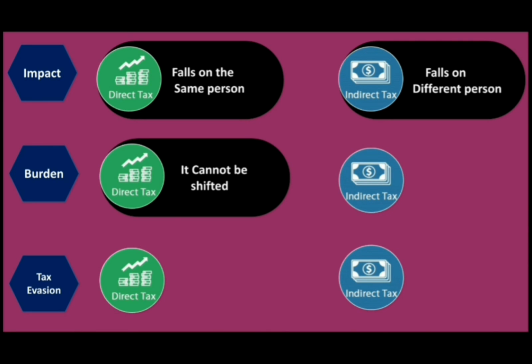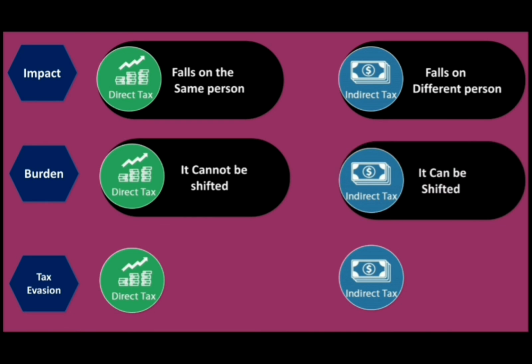For example, income tax, corporation tax, property tax, and inheritance tax. The burden of indirect tax can be shifted because it has the effect of raising the price of the products on which they are paid.